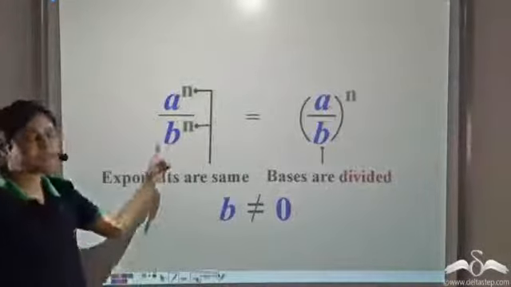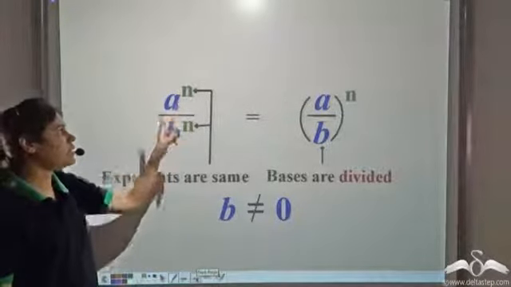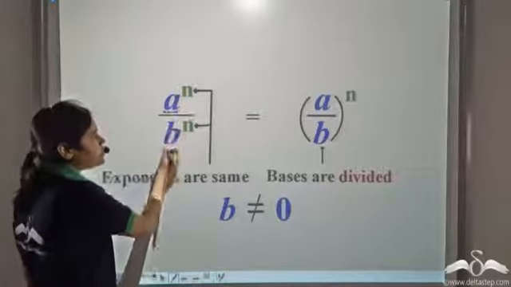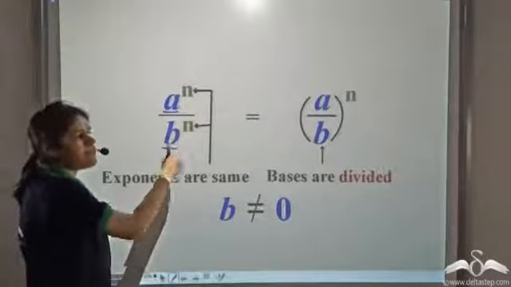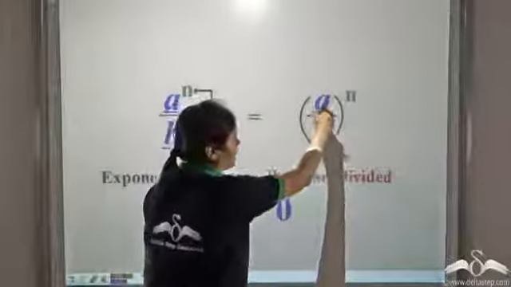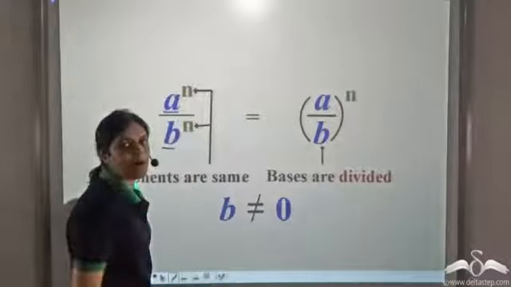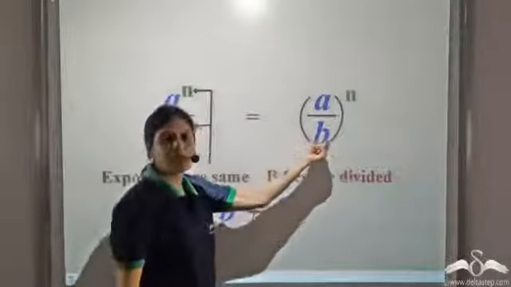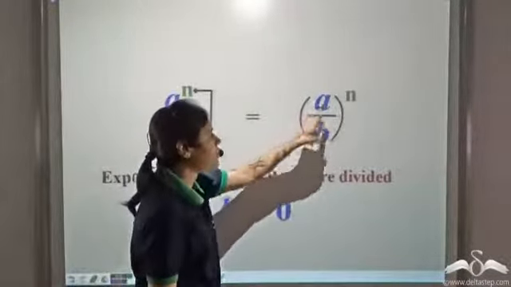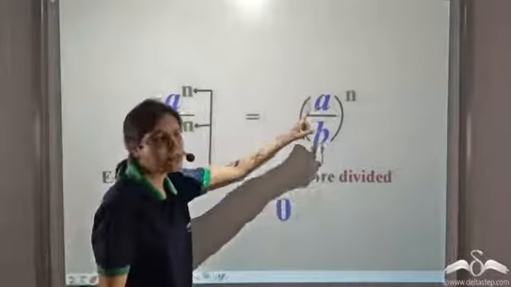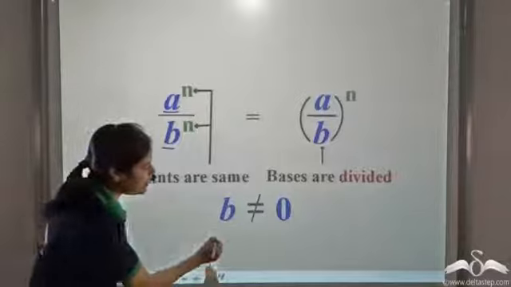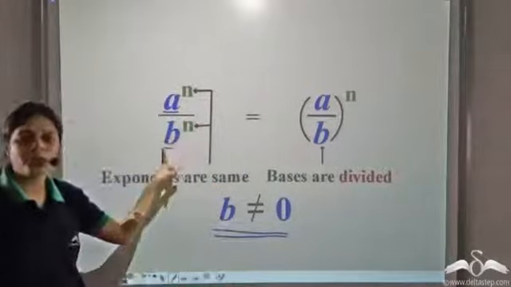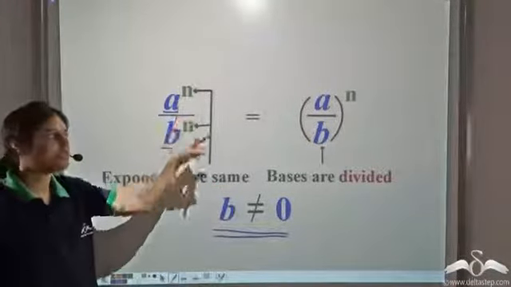We can generalize it in this manner. So if we have a to the power n divided by b to the power n, we see that these are two exponential numbers with different bases but same powers. So we can write it as a divided by b whole raised to the power n. In this, the bases are divided and the powers remain the same. Note that b cannot be equal to 0 because division by 0 is not possible.